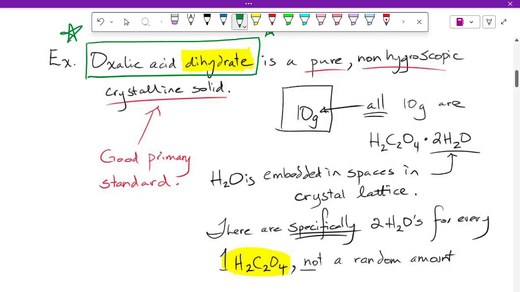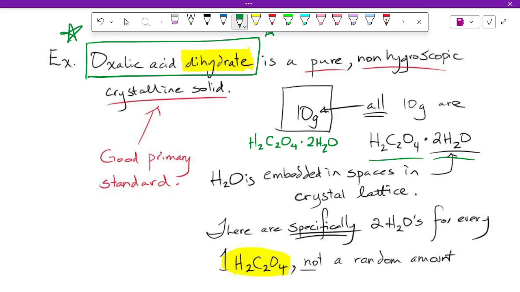So if you weigh out 10 grams of H2C2O4·2H2O, you know that all you've got is H2C2O4·2H2O. In this formula, there are specifically exactly 2 waters embedded in the crystal lattice for every 1 H2C2O4. There's not a random amount.